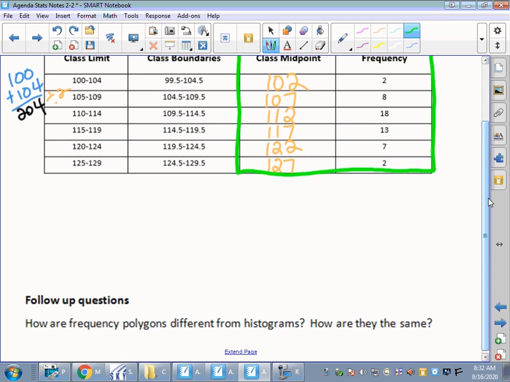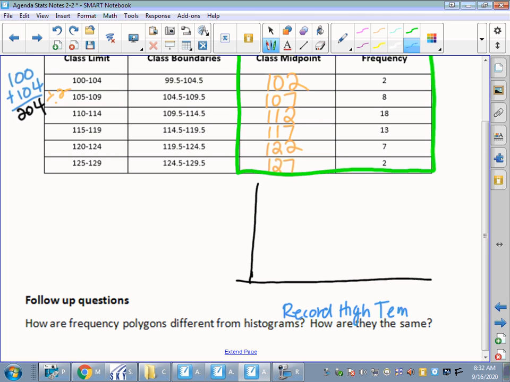So I'm going to make myself a little XY axis here. Along the bottom is the midpoints of the record high temps. So I'm going to start with 102. I'll start right about here, and then a 107. Feel free to pause this if I'm going too fast. Feel free to wait patiently if I am going too slow. I'm going to extend this a little bit because remember I need to attach.